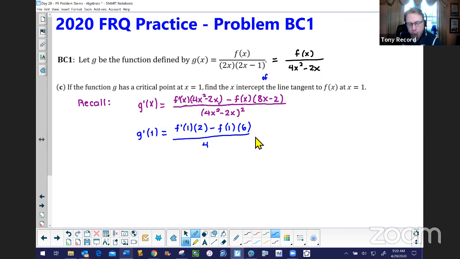And as I said before, one of the ways that a critical number can exist is for that derivative to equal 0. Now, because we have a fraction for this g prime of 1 value, the only way that a fraction can really equal 0 is if the numerator is equal to 0, or we could just multiply this 4 over and lose it.